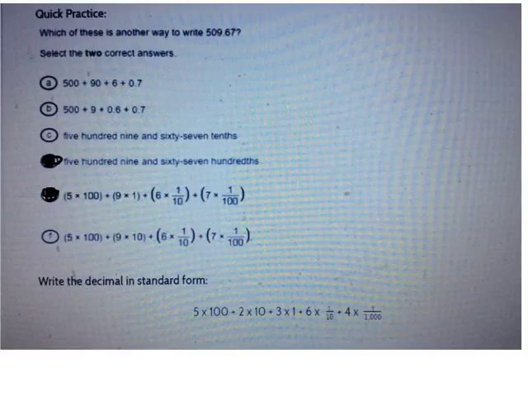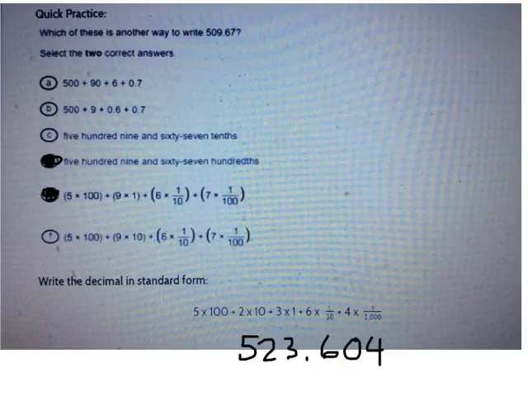Now try the last question. Write the decimal in standard form. 5 times 100 plus 2 times 10 plus 3 times 1 plus 6 times 1/10 plus 4 times 1 over 1,000. Go ahead and write that in standard form now. The correct answer is 523 and 604 thousandths.